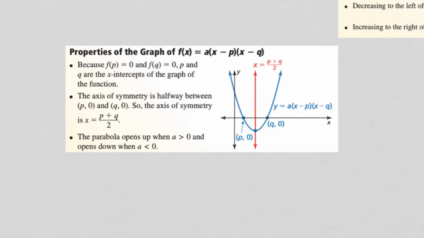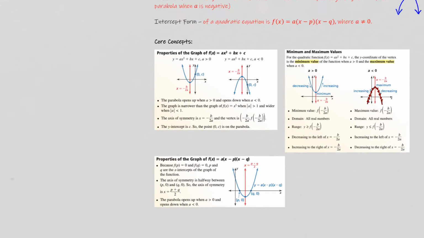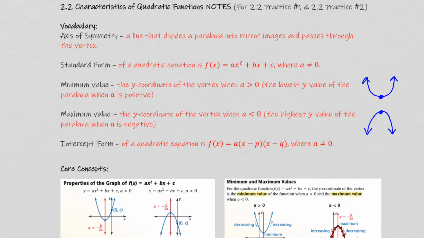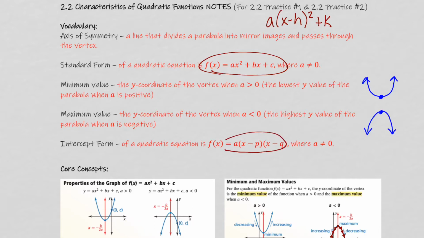Hey, this is the final video for 2.2, part 2, and we're going to talk about the properties of a quadratic written in a different form. So we've had standard form, which is ax squared plus bx plus c. We've had vertex form, which was a times x minus h squared plus k. And now we have intercept form.